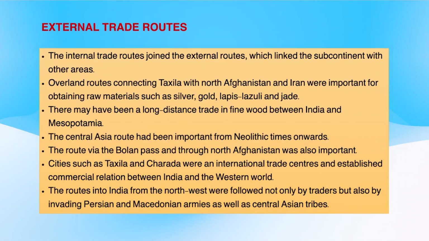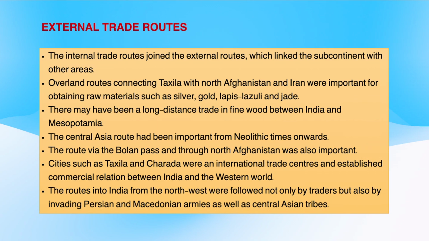Now, when it comes to the external trade routes, they were joined by the internal trade routes. Overland routes connecting Taxila with North Afghanistan and Iran were important for obtaining raw materials such as silver, gold, lapis lazuli, and jade. There may have been a long-distance trade in fine wood between India and Mesopotamia. The Central Asian route had been important from Neolithic times onward. The route via the Bolan Pass and through North Afghanistan was also important.